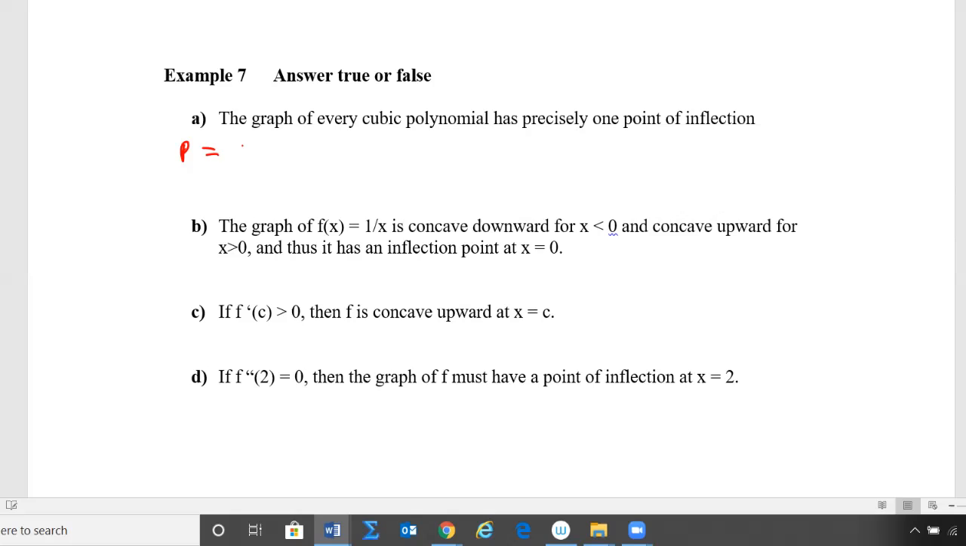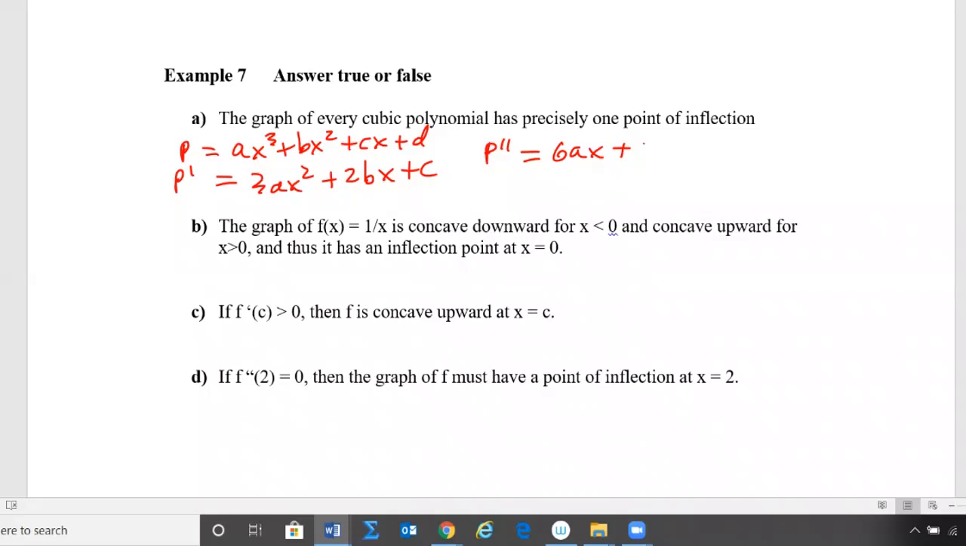P of x is ax to the third plus bx squared plus cx plus d. If we're looking for inflection points, we have to find our derivatives in order here. P double prime would have to be 6ax plus 2b. Okay, now, assuming that a was not 0, we would have one solution to this equation.